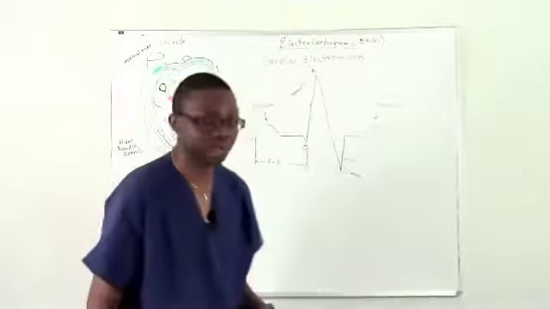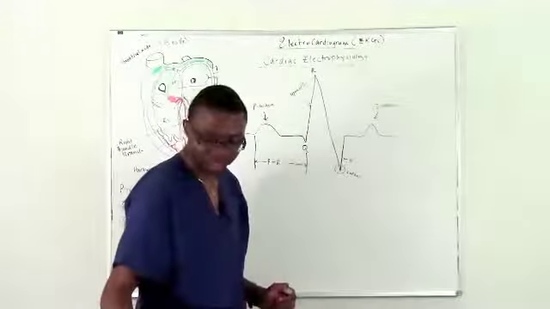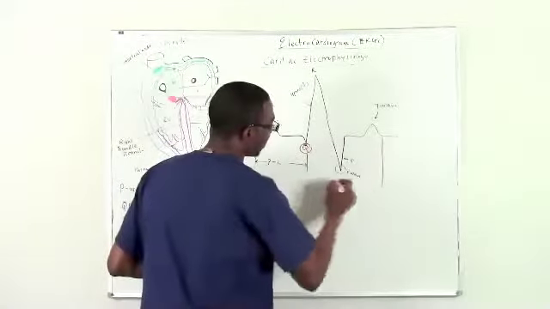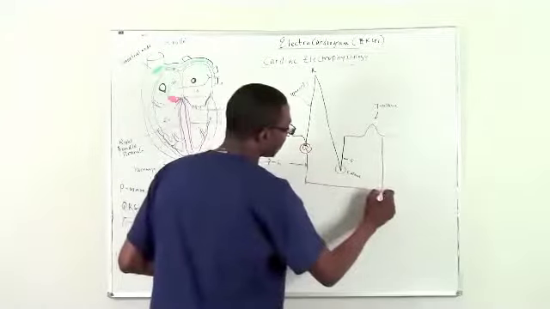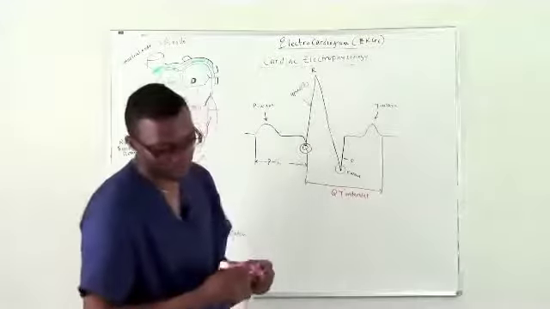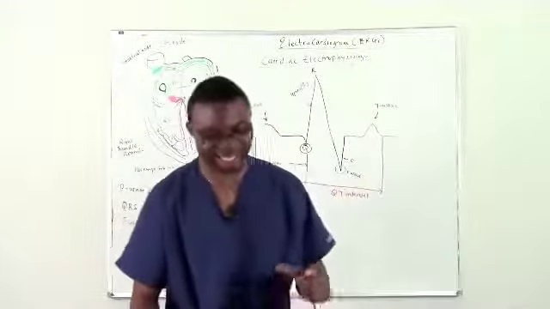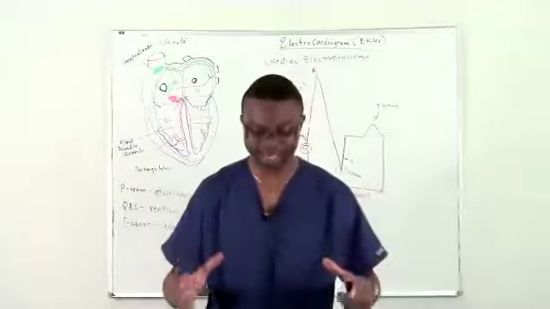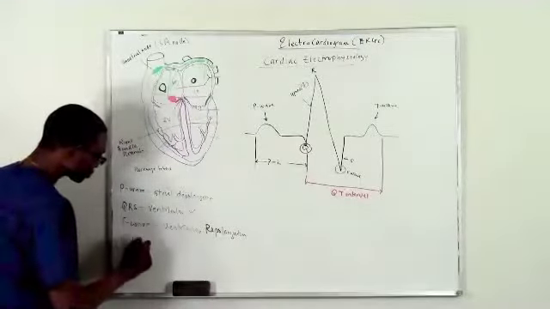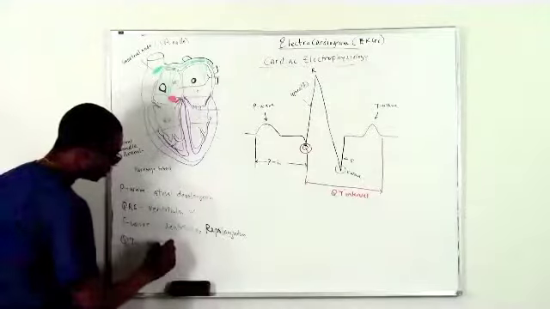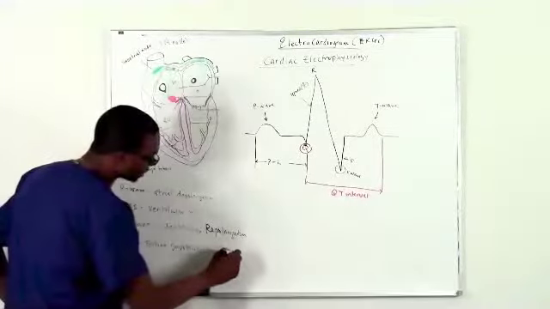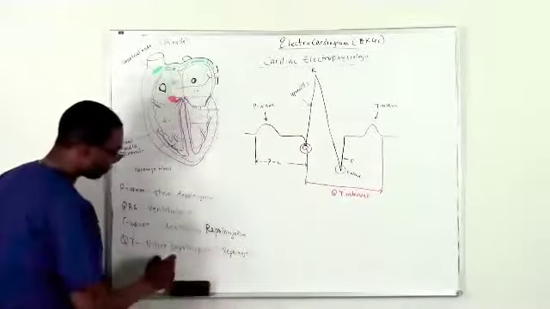Now, there's another interval known as the QT interval. The QT interval is from the beginning of the Q to the end of the T wave. That is known as the QT interval. The QT interval represents the entire period of depolarization plus repolarization of the ventricles.